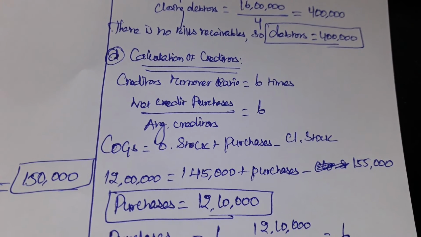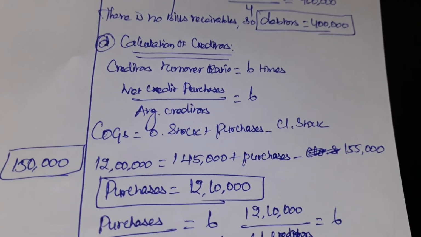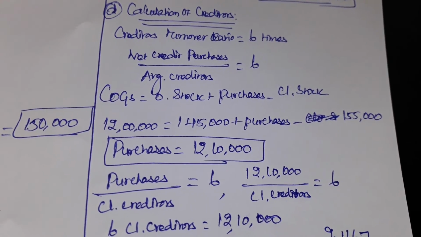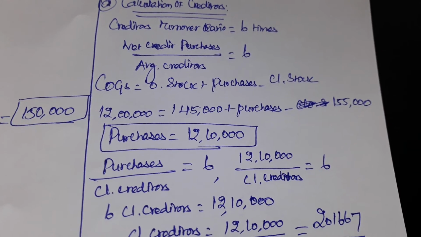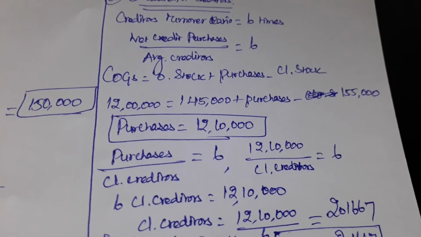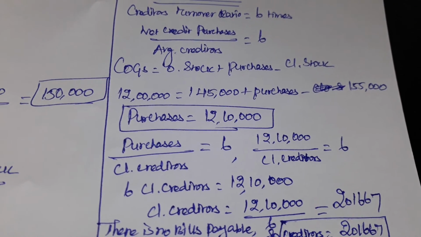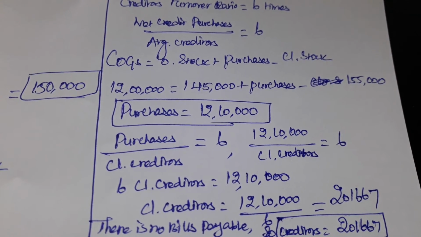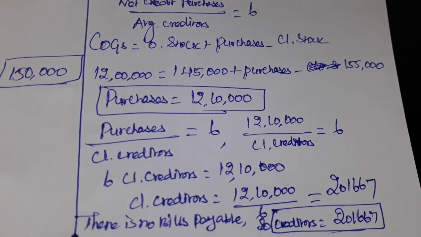So we have to calculate the purchase value. For that we have the formula: cost of goods sold equals opening stock plus purchases minus closing stock. We have the opening stock, closing stock, and COGS values, so we put them in the formula. We get the purchases value as 12,10,000. Since we don't have net credit purchases and average creditors, we use an alternate formula: purchases divided by closing creditors equals 6.